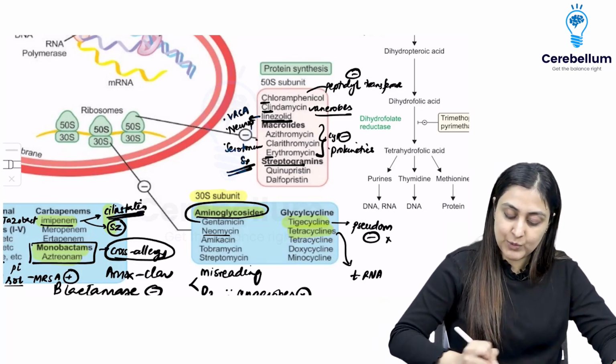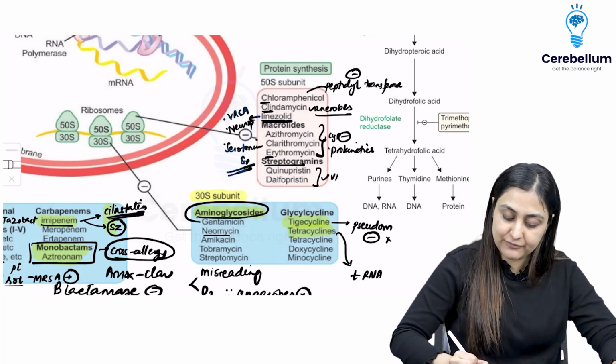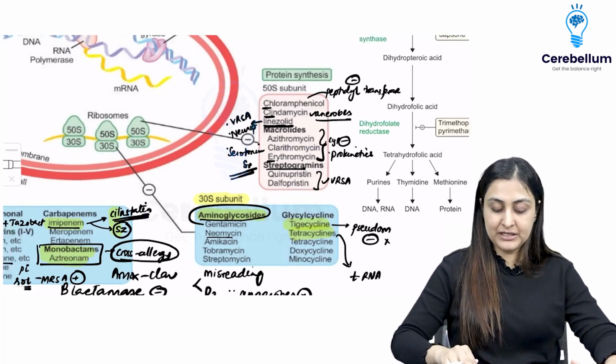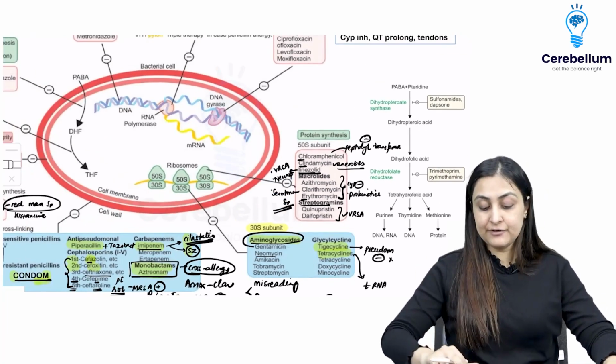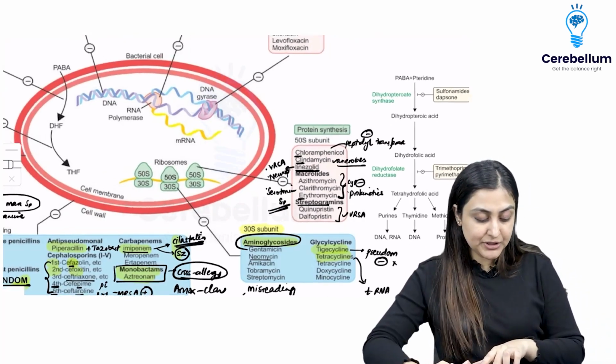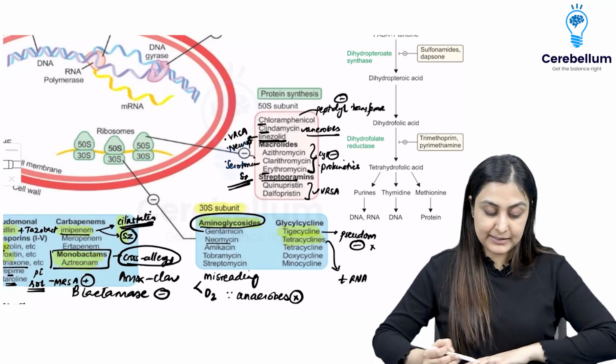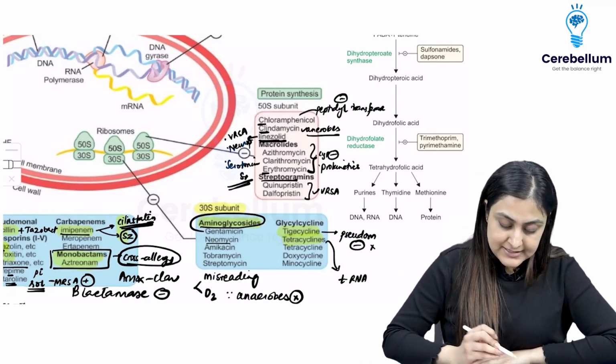And finally, we have quinupristin-dalfopristin, which is also effective against MRSA. Okay, so this is how we are remembering buy at 30, sells at 50. Then we go into the next category of antimetabolites. So what you're seeing here are the antimetabolites. So here let's have a look.